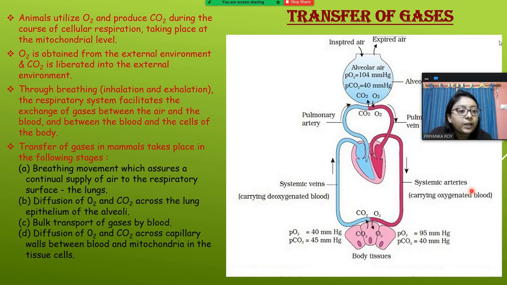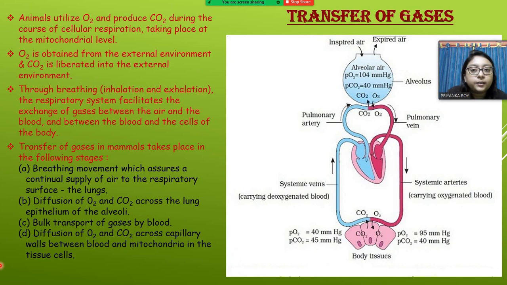So, transfer of gases. Basically we already know that we utilize the O2 and release the CO2 into the external environment, and cellular respiration takes place at the mitochondrial level, right? So during this breathing, inhalation and exhalation, this exchange of gases takes place, and each and every cell of the body takes up oxygen and releases the CO2 to the blood, and from the blood it comes to the alveolus of the lungs, and from the lungs it gets into the external environment. So this is the entire process.